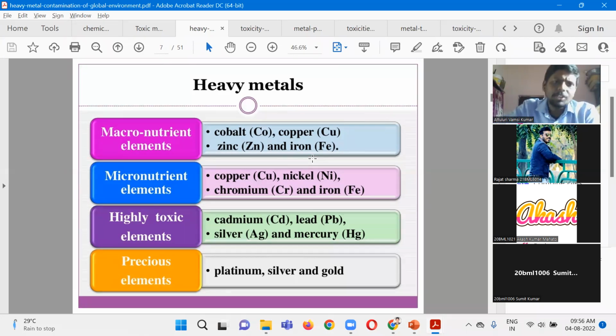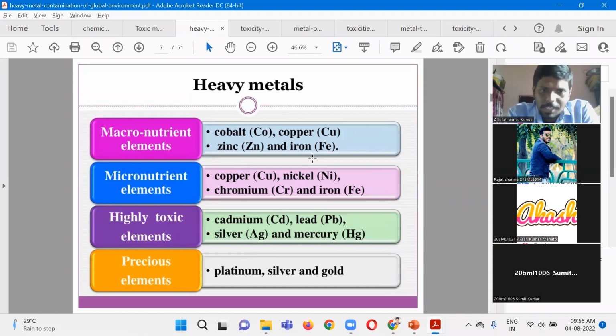Then coming to the highly toxic elements. These are the elements or atoms that have an atomic number greater than 20, and they will interfere with the normal elements which we discussed above. Cadmium, lead, silver, and mercury will mimic essential elements, and they will block their pathways. So some of the very important highly toxic elements are cadmium, lead, silver, and mercury. These four are very dangerous heavy metals.